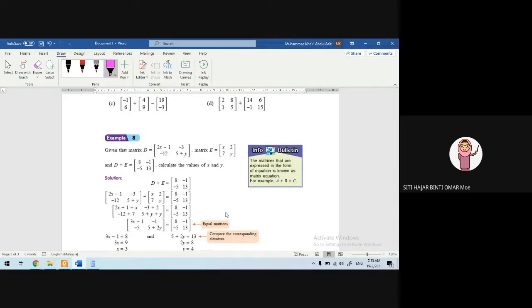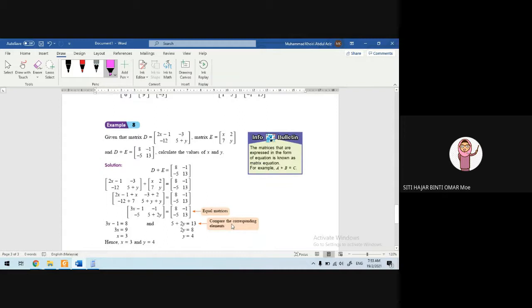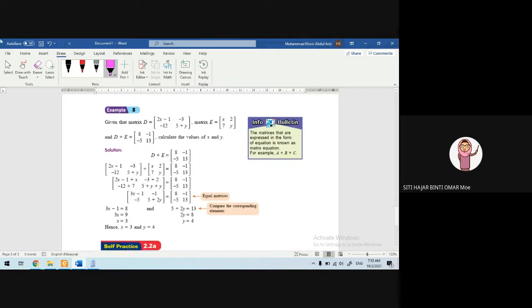Okay. In example 8, they are unknown. Okay, so given matrix D, matrix E, and B plus E. Calculate the value of X and Y. Okay. So make sure that before we add or subtract, make sure the order of the matrix is the same. So D has 2 rows and 2 columns. E has 2 rows and 2 columns. So they have the same order, so they can be added. So this is the answer for the addition.